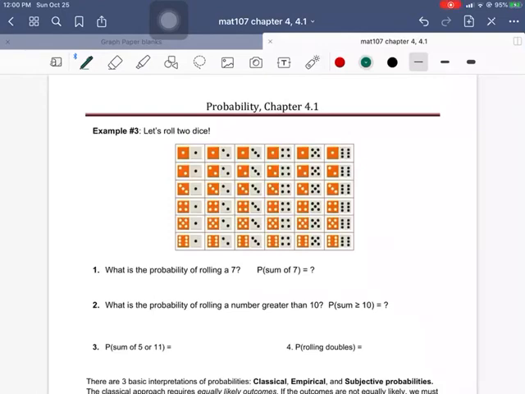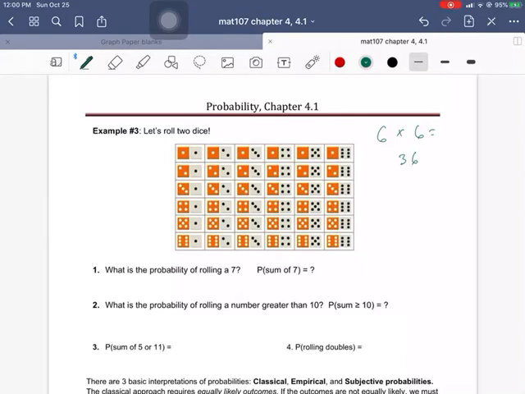Okay, page 4 for chapter 4. Let's roll 2 dice, continuing with our statistical experiments. When you roll 2 dice, one die has 6 possible outcomes, and the other one has 6 possible outcomes, giving you a total of 36 possible outcomes. And here is a pictorial representation of all the different outcomes.